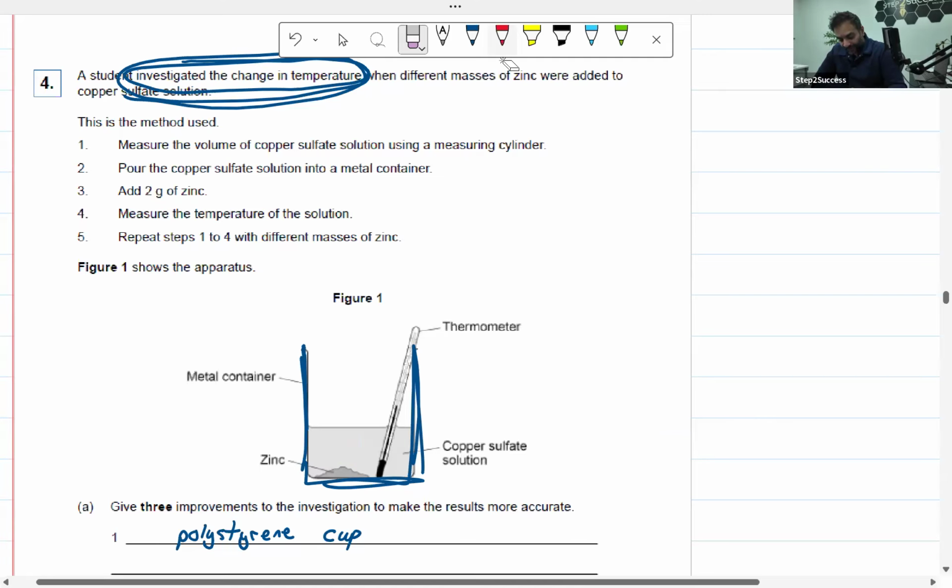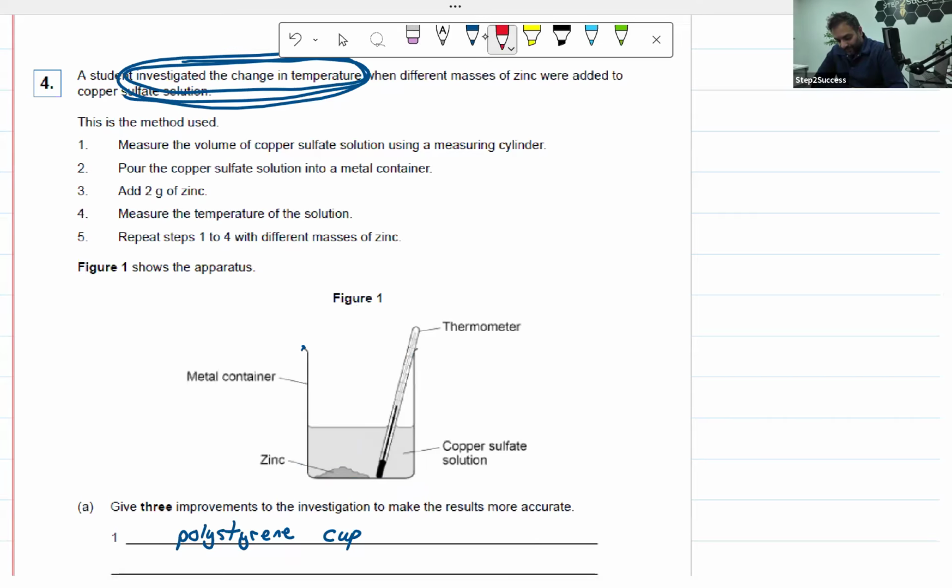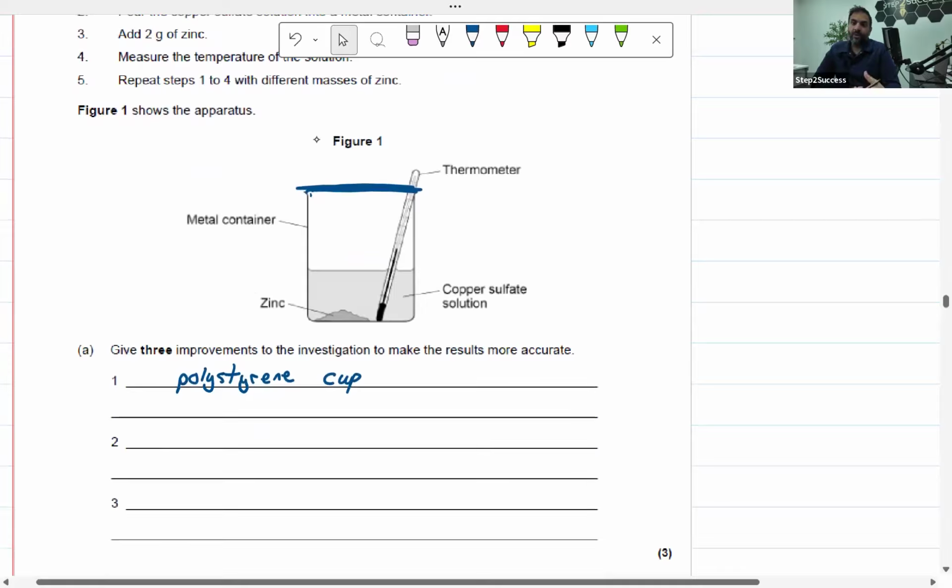The other thing that you would like to do is, what if all of the heat from here goes out like that? Then this thermometer again won't pick it up, and so your results won't be very accurate. So ideally, what you want to do is make sure you put a lid on any container when you are investigating temperature. That's another improvement you could make to this investigation.